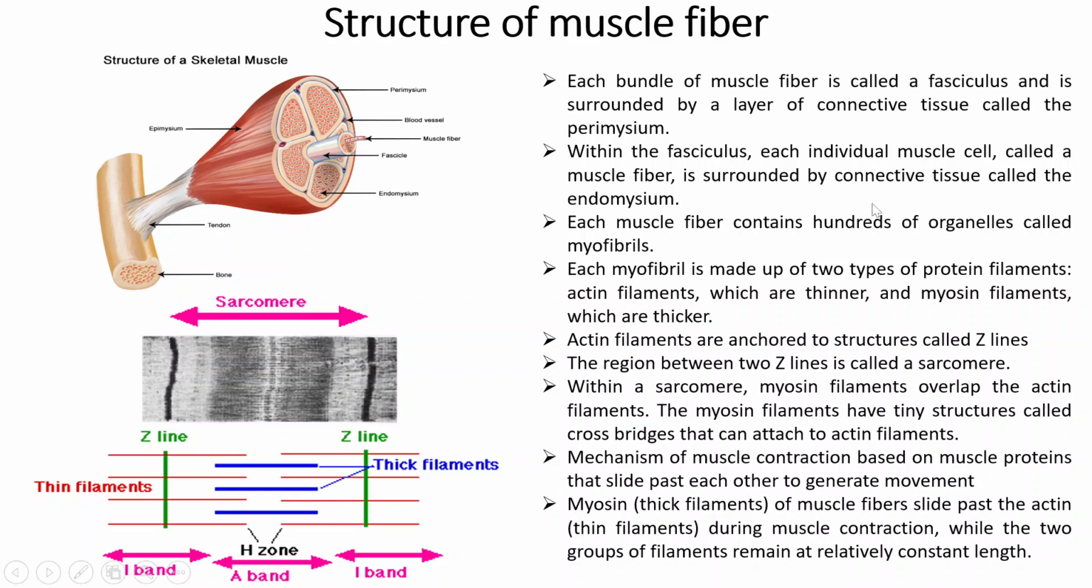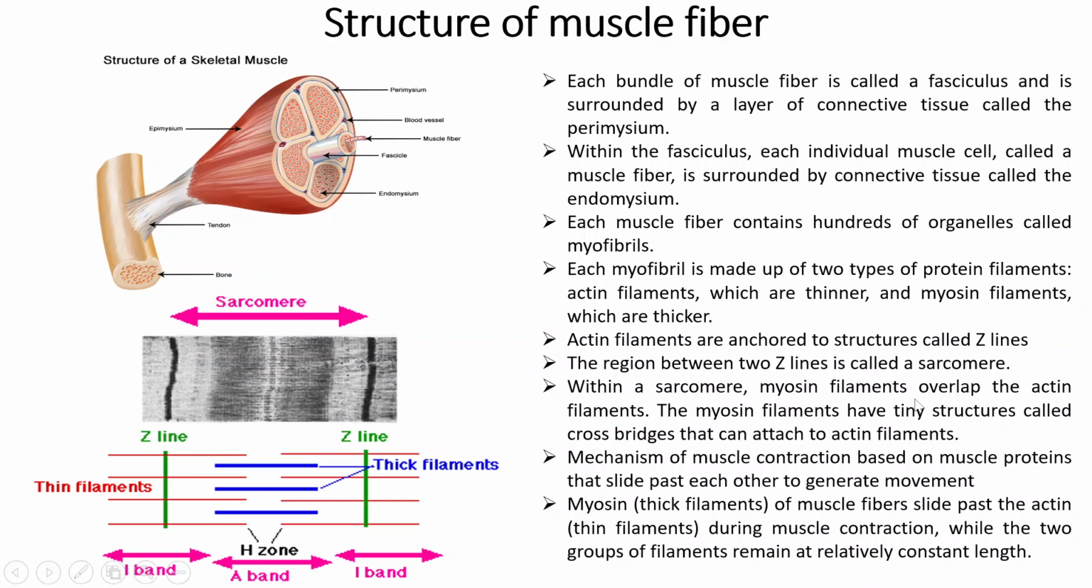Now, within each muscle fiber, we find hundreds of myofibrils. Each myofibril is made up of two types of protein filaments: the actin filaments, also known as the thin filaments, and the myosin filaments, which are the thick filaments. The actin filaments, as you can see in the figure here, are anchored to structures called the Z lines. The region between two Z lines forms a sarcomere. So each sarcomere forms the basic contractile unit of a muscle.